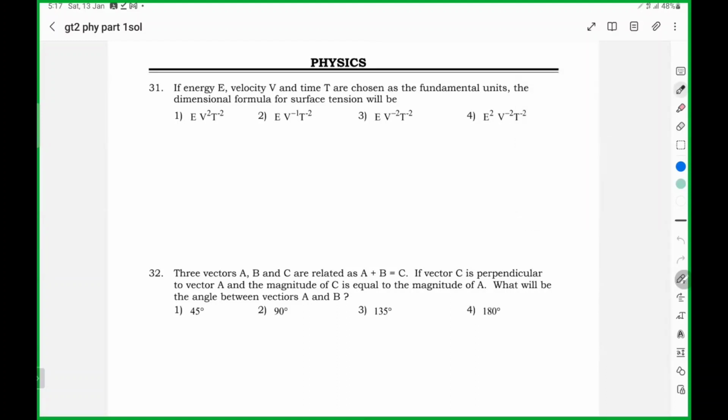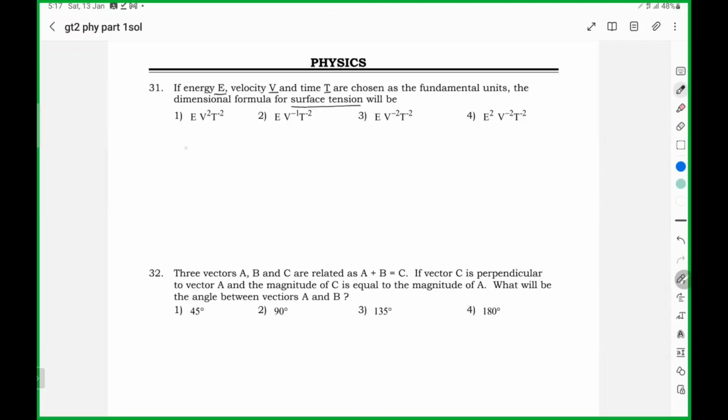In this video, I am discussing the first 15 questions of Grand Test 2. Here we have to express the dimension formula of surface tension in terms of energy, velocity and time.